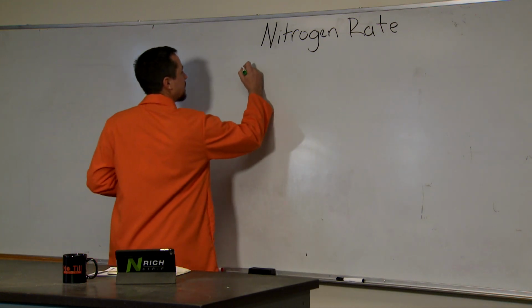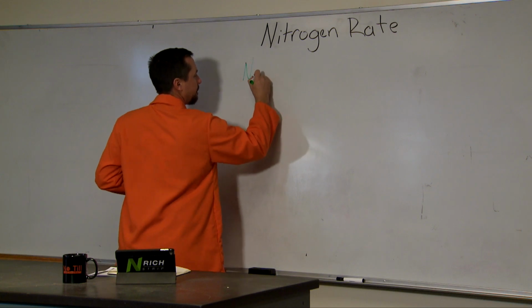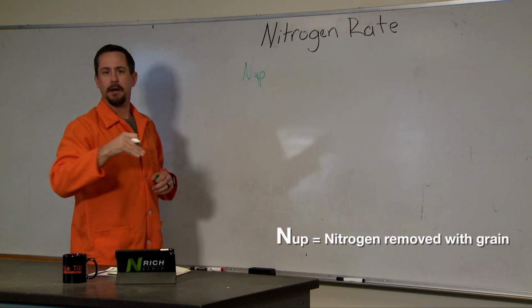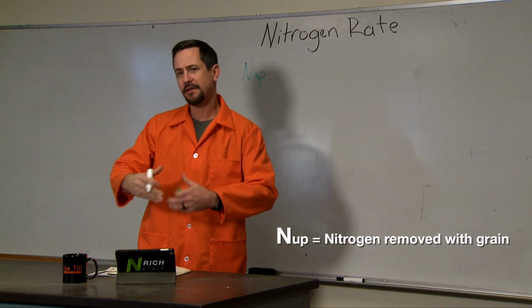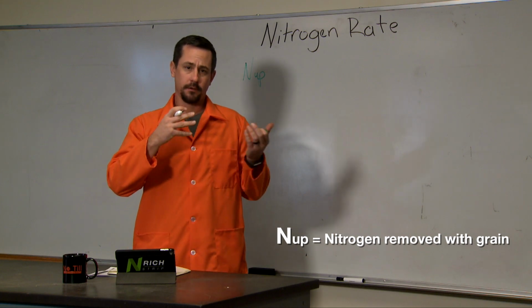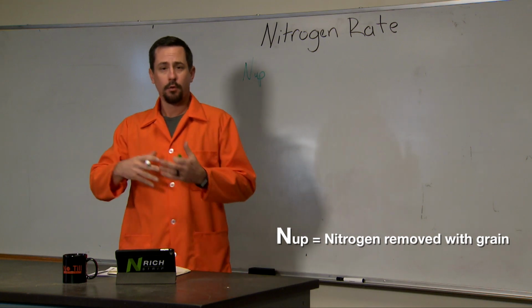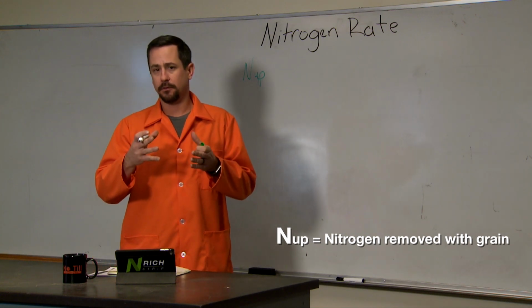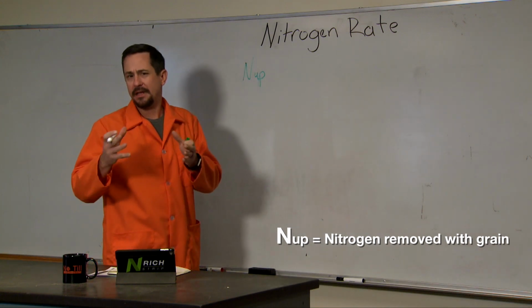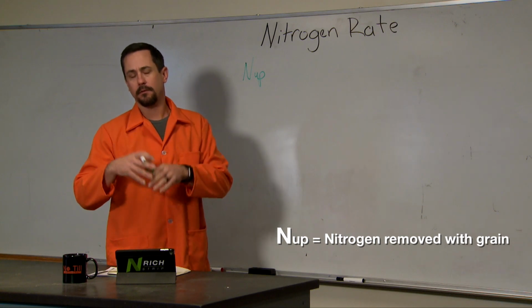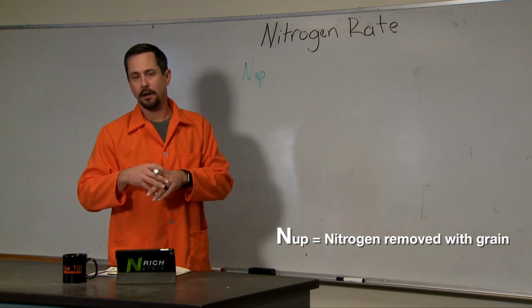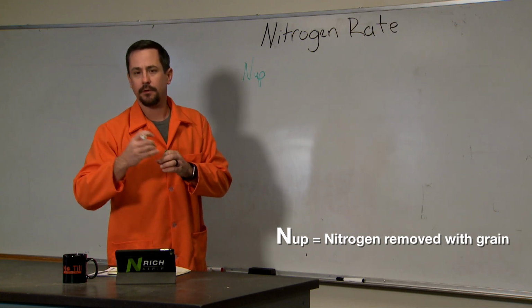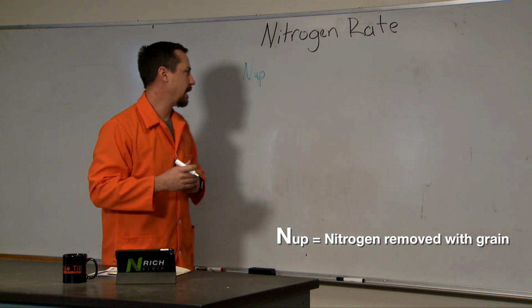First, N up. This is N uptake by the crop. So this is the nitrogen that's within the grain, the nitrogen within the forage, or the fiber. So it's that nitrogen that you're going to be removing from the field. In a wheat crop, it doesn't count the nitrogen that goes back in the residue when you take the grain off. It's about the nitrogen that's removed with the grain.